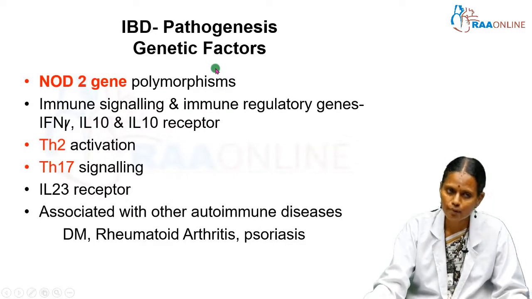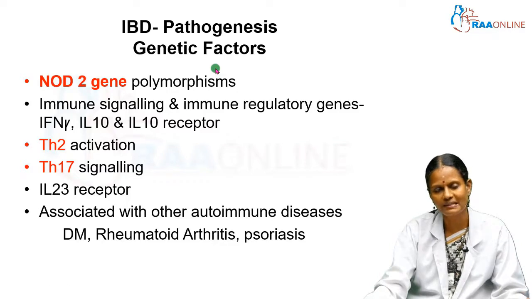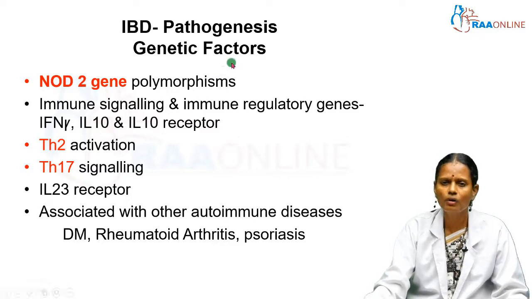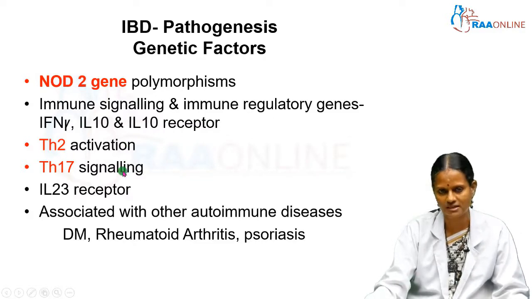Genetic factors, immunological factors and gut microbiome: these three play an important role. Now coming on to genetic factors, NOD2 gene polymorphisms play a very important role, more so in Crohn's disease. There are also abnormal mutations diagnosed in immune signaling and immune regulatory genes like interferon gamma, interleukin 10 and its receptor. There is also activation of T helper cell 2 and T helper cell 17 signaling activation mutations.